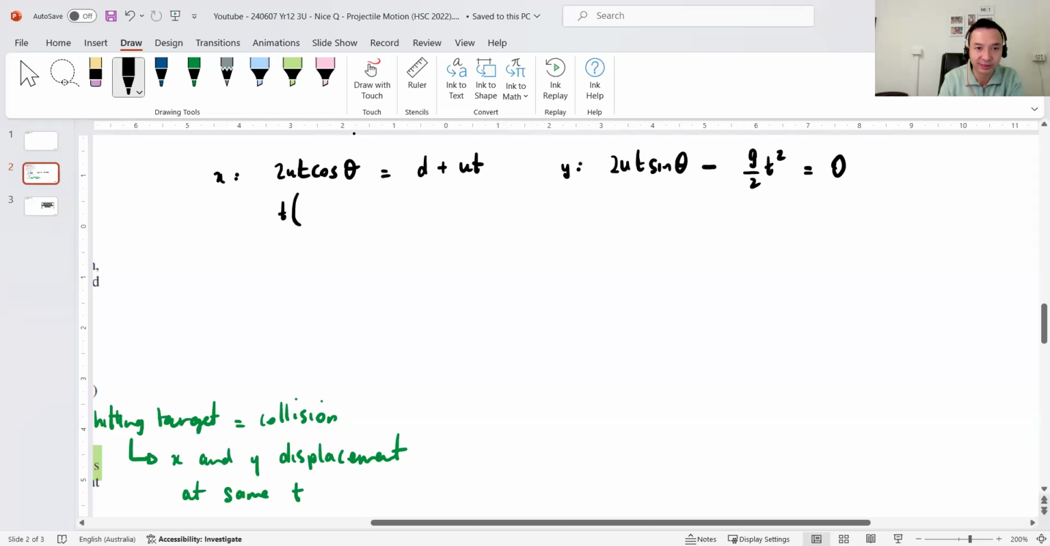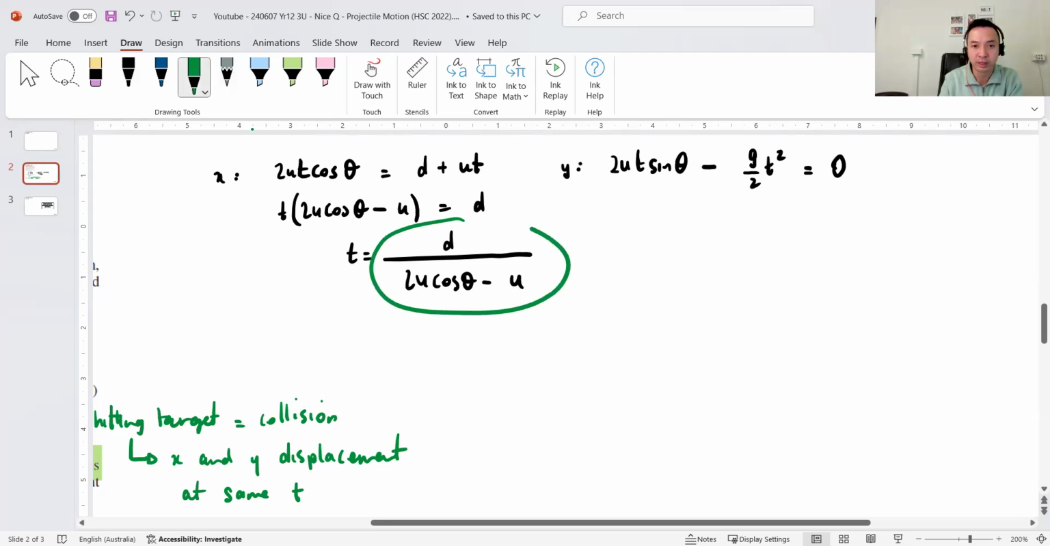Right, so I'm going to factorize t out: t times (2u cos theta minus u) equals d. Maybe make t the subject there. I don't have time in the thing I want to prove, so I want to get rid of time. So t equals d over 2u cos theta minus u. Should I pop that into the other one? Feels like something I should do. Yeah, why not? Do there and there, and hopefully I get an expression I can play with.